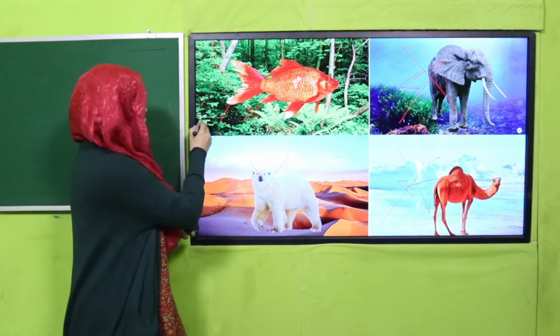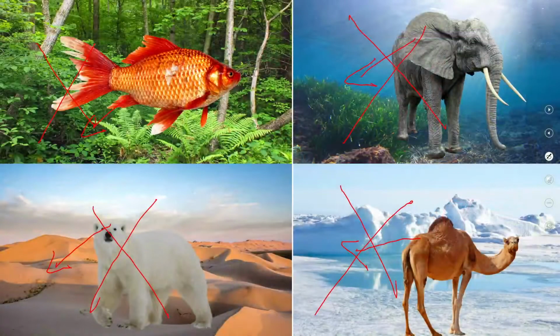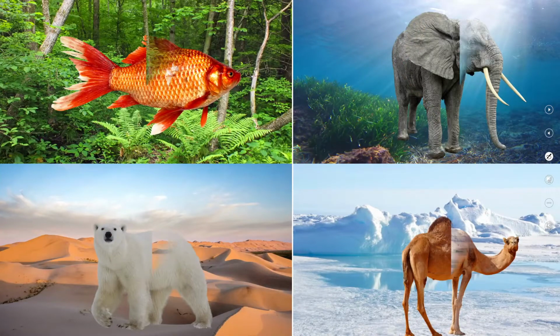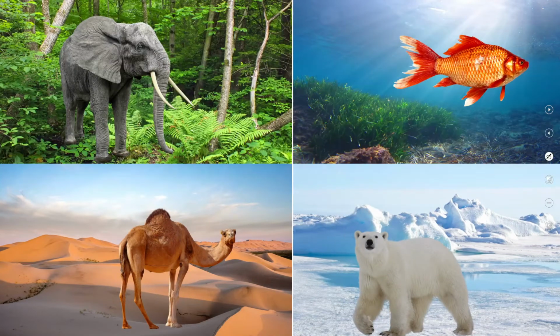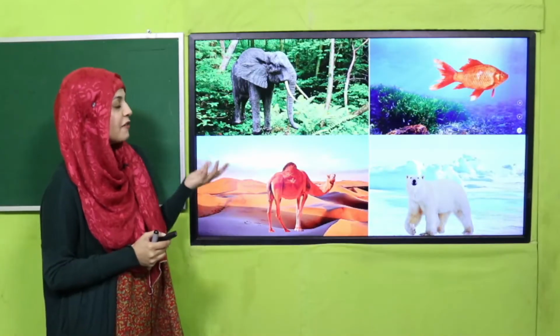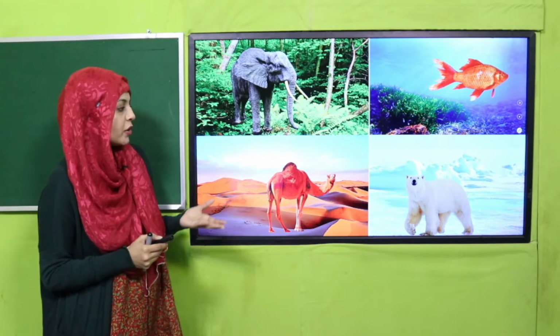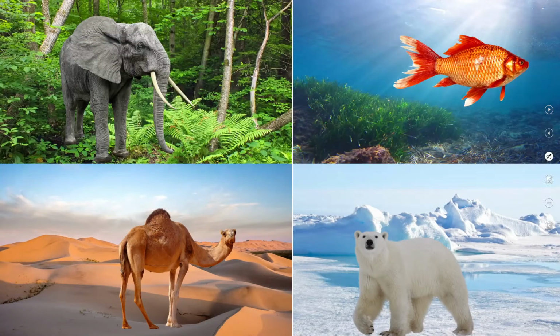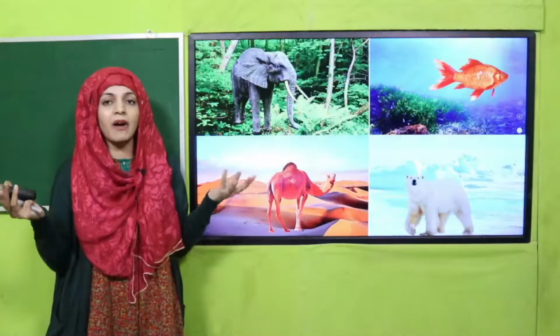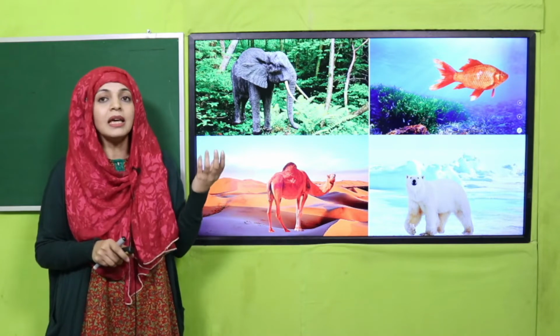So, now let's put them in their correct habitats. Now, are they in their correct habitats? Yes. Very nice, because elephants live in forest, fish live underwater, camel lives in desert, and polar bear lives in polar region habitat. So, animals need their own environment, their own habitat to live and survive, to grow and to reproduce. If you put them in the wrong habitat, they cannot live, they cannot survive over there. A habitat is a home where they can live comfortably.